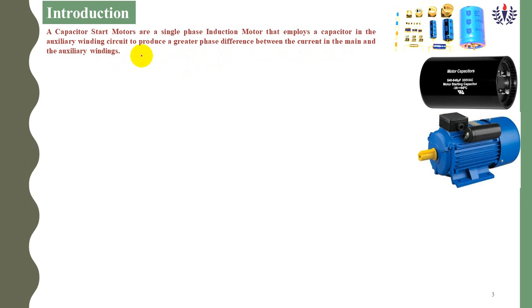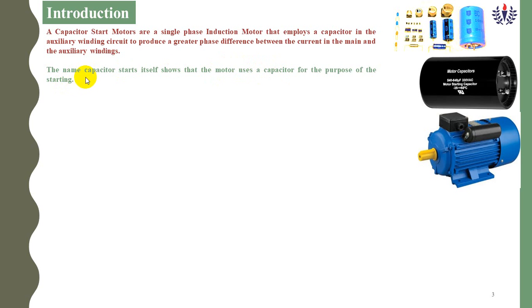The definition of capacitor start motor: it is a single phase induction motor that employs a capacitor in the starting winding or auxiliary winding, which produces a greater phase difference between the current in main and auxiliary winding. A greater phase difference means almost greater than 30 degrees. The name itself shows the motor uses a capacitor. So what is the purpose of the capacitor in this motor? That is only for starting purpose.